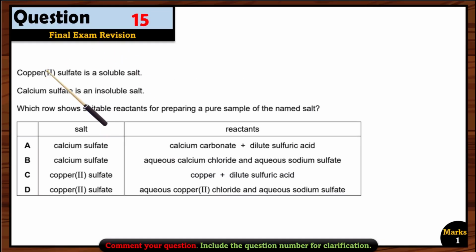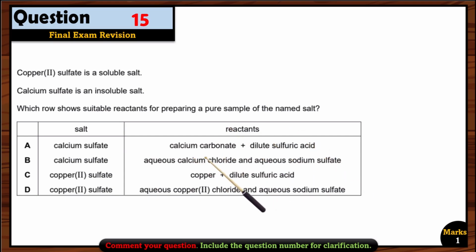Let's see question 15. Copper sulfate is a soluble salt. Calcium sulfate is an insoluble salt. Which row shows suitable reactants for preparing a pure sample of the named salt? First option, calcium sulfate, okay? And the reactants are calcium carbonate and dilute sulfuric acid.